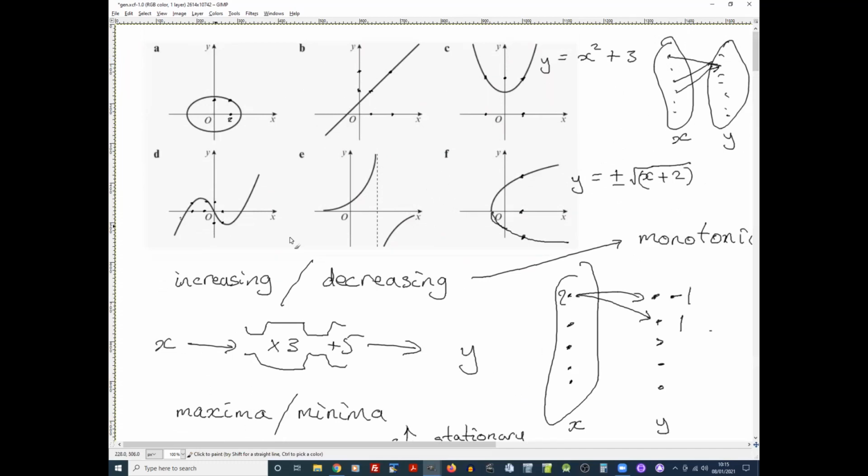Well, let's do that here. What's the domain for part A? Let's say we have been told that this point is 3 and that point is -3, and this point is 2, and this point is -2. So what's the domain?